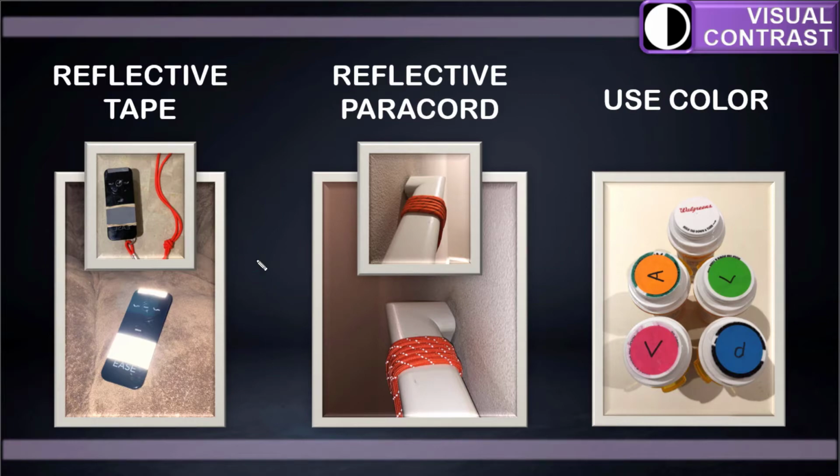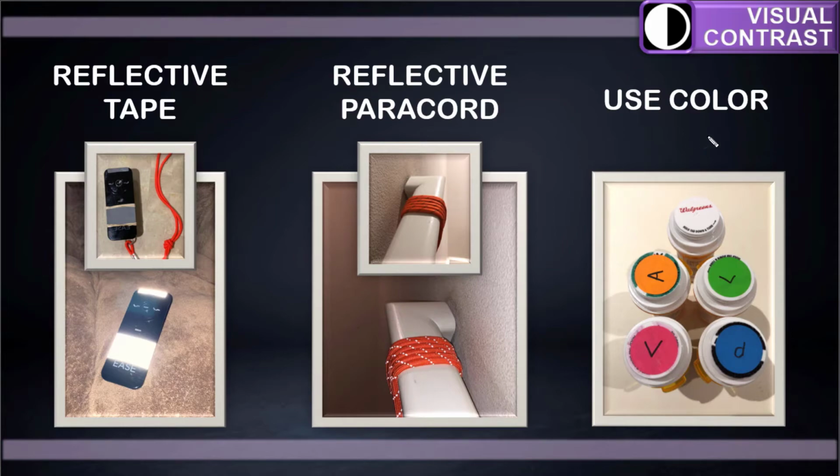Another way to use something that's reflective is with reflective paracord. If you're having trouble knowing when your steps end, when you're going up the staircase, you can have this hand railing and put paracord on the top of it so you know when it's going to be the last step.